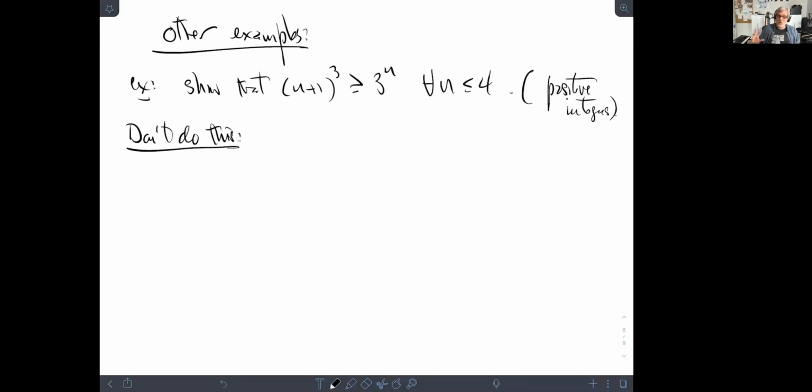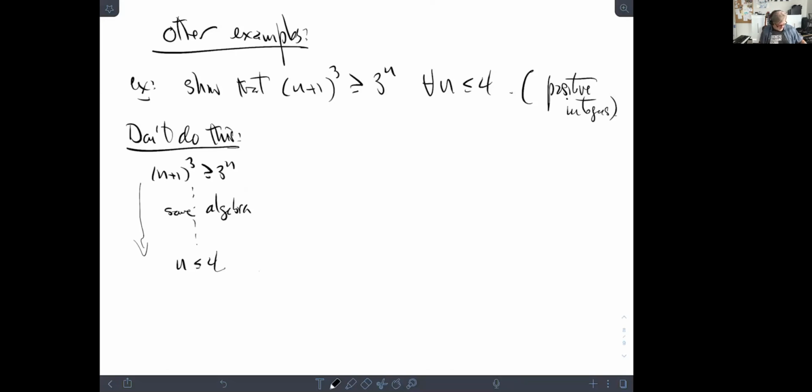So what you don't want to do is something like (n+1)^3 greater or equal to 3^n, and mess around with some algebra, and eventually get, let's say, this. Suppose you do that. What you have proved is if this thing is true, then n has to be less or equal to 4. But it doesn't prove that it is true for n less or equal to 4. It means at best it's true for n less or equal to 4.